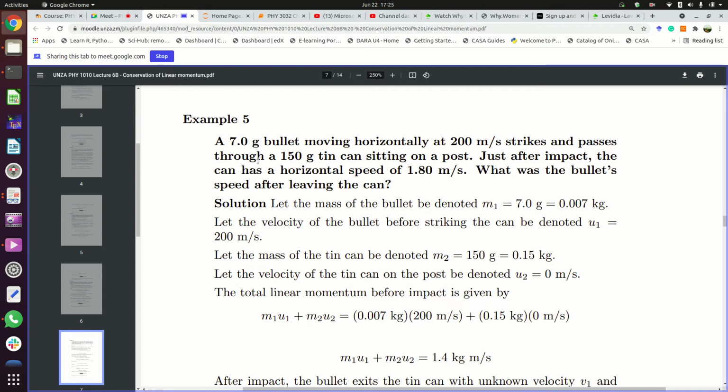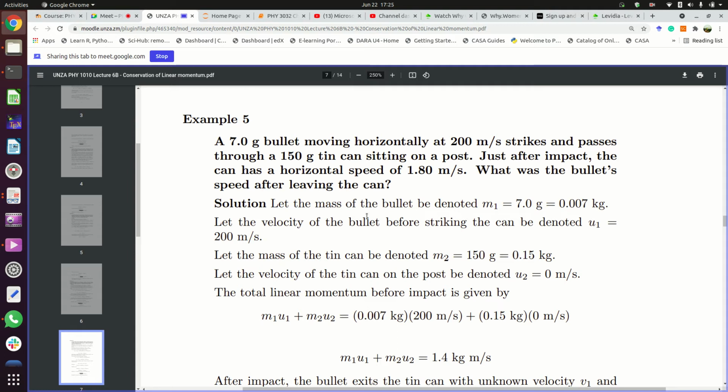So with this, we can find out how much motion is happening before the bullet strikes the can and how much motion happens after. Now we know the mass of the bullet. The mass of the bullet is 7 grams. We know the velocity of the bullet. It is 200 meters per second.